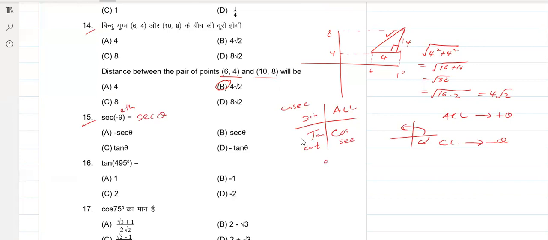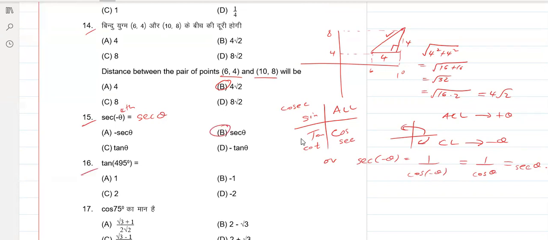So solution should just be sec theta. Or alternatively, you can do this. Sec of negative theta is equal to 1 over cos of negative theta, which is in the fourth quadrant, so 1 over cos theta, which is equal to sec theta. Perfect, guys. So the solution should be B.